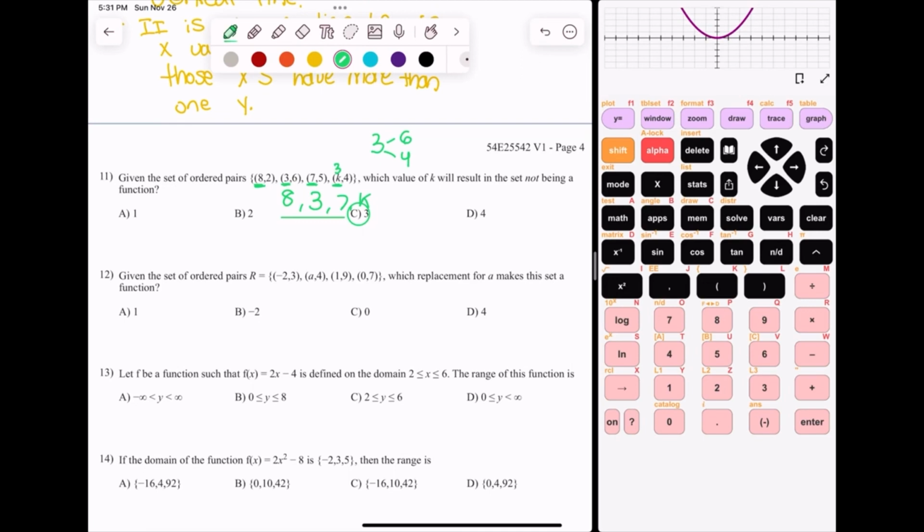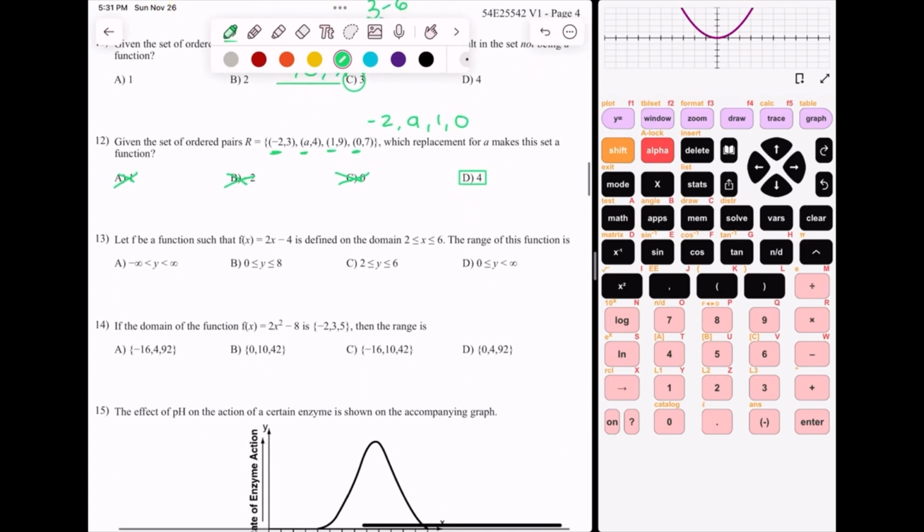Number 12. Given this set of ordered pairs, -2, a, 1, and 0. I like to write it out because it's easier for me to see. Which replacement of a makes this a function? So for it to be a function, we don't want any numbers to repeat. So I wouldn't choose -2, I wouldn't choose 1, and I wouldn't choose 0. But choosing 4 is a good idea because then every input is unique, meaning that every input has just one output.